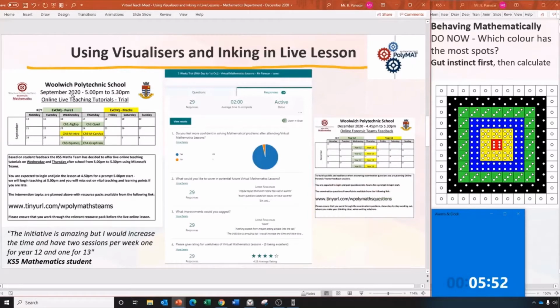Coming on to September, we offered sessions every Wednesday and Thursday after school to support student learning from 5 to 5:30 p.m. This was for all Key Stage 5 Maths students, and the feedback from those sessions is available for you to see here. Based on that feedback, we now offer sessions to Year 12 students every Wednesday after school and Year 13 sessions every Thursday after school.